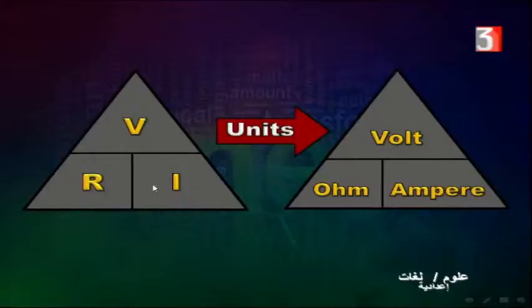Okay, what about units? Electric resistance, its measuring unit is ohm. Potential difference, which is V, its unit is volt. And of course, electric current intensity, its unit is ampere. So again, what's meant by ohm? Ohm is electric resistance when potential difference is 1 volt and current intensity is 1 ampere. Okay.